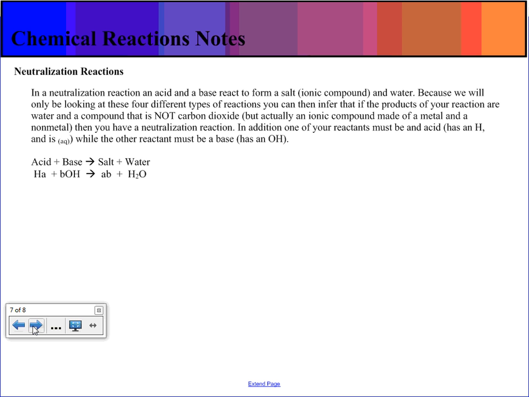In addition, one of your reactants must be an acid, so it must have an H and is aqueous, while the other reactant must be a base, so it must have an OH. So here I have my acid plus my base gives me a salt and water. So hydrogen plus the rest of my acid, plus my base with OH, will give me a salt made of A and B, and water, or H2O.